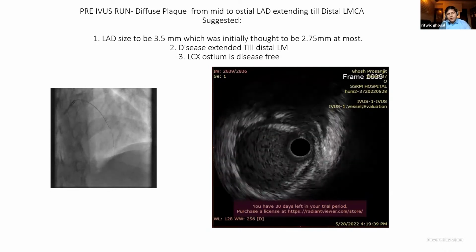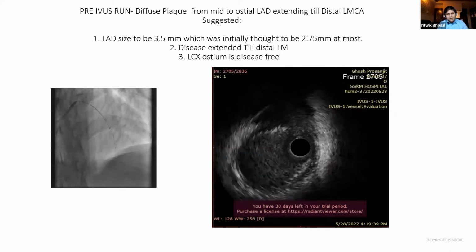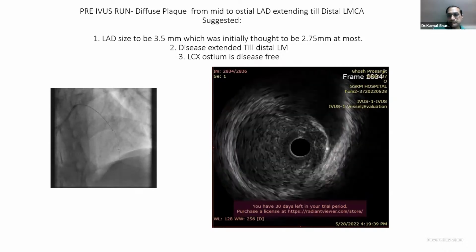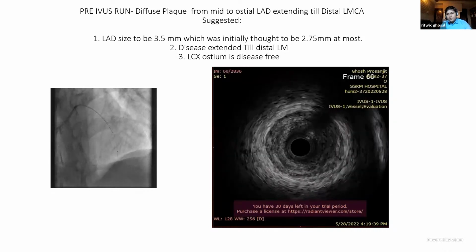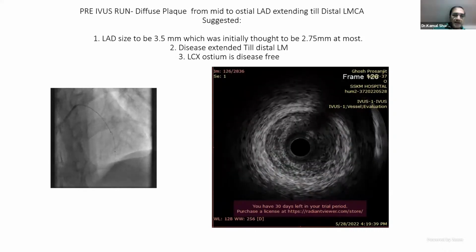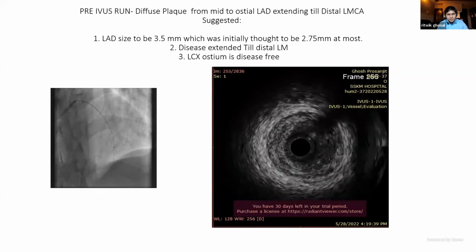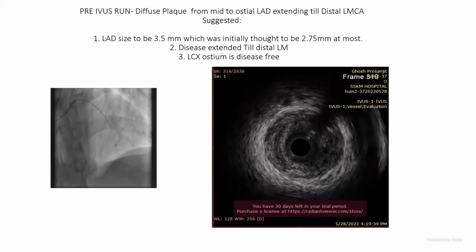Sir, the most common cause is plaque rupture. Correct. Second most common is plaque erosion. These are the two most common causes, sir. And what is more common in young adults? Sir, in young adults erosion is more common, sir. No, one more thing. What is TCFA?